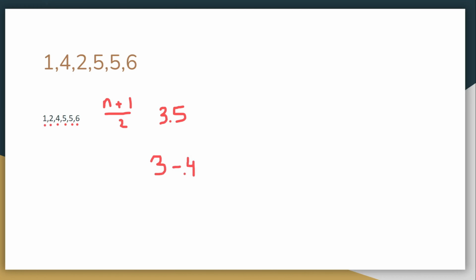It means that we need to find the third value. The third value is 4, and the fourth value is 5. So the answer is going to be between 4 and 5. We need to calculate the middle number between 4 and 5. So we're going to do 5 plus 4 divided by 2. 5 plus 4 is 9. 9 divided by 2 is 4.5. And the middle value is 4.5.